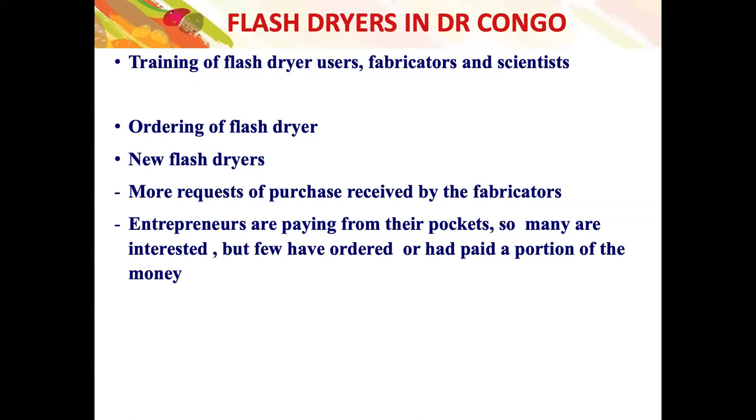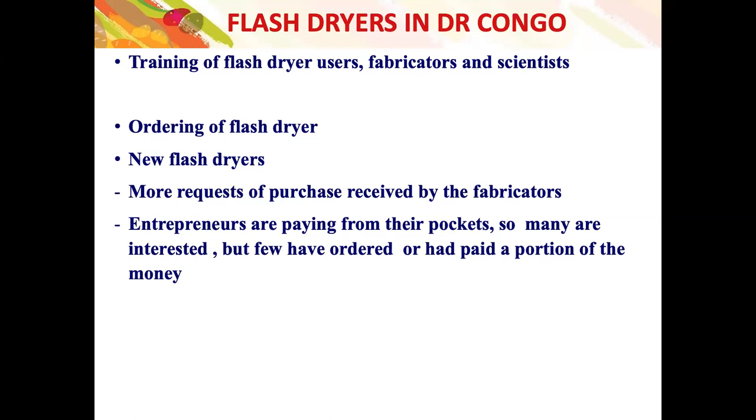And then with the dissemination of this information, we are getting some people ordering flash dryers. So some new flash dryers are being manufactured. Let's say for now, the main equipment fabricators have about four demands. Four entrepreneurs have paid almost what is needed so that they can get their flash dryer by the end of the year. The demand is there, but the main problem is that the entrepreneurs have to pay from their own pockets.